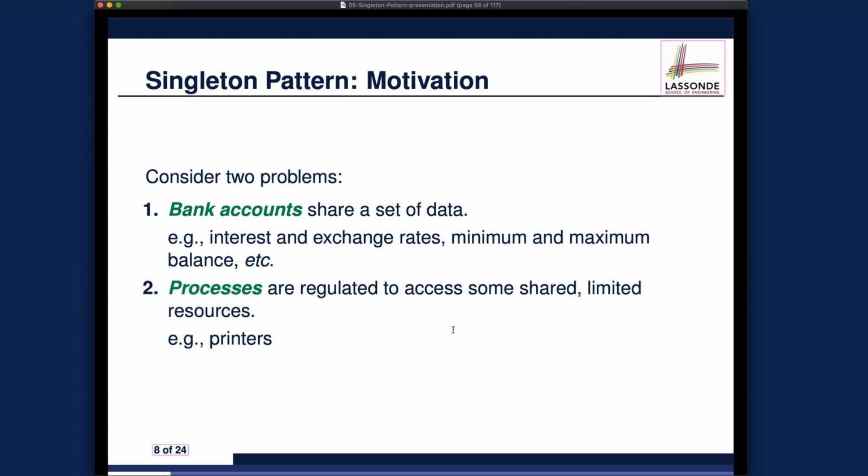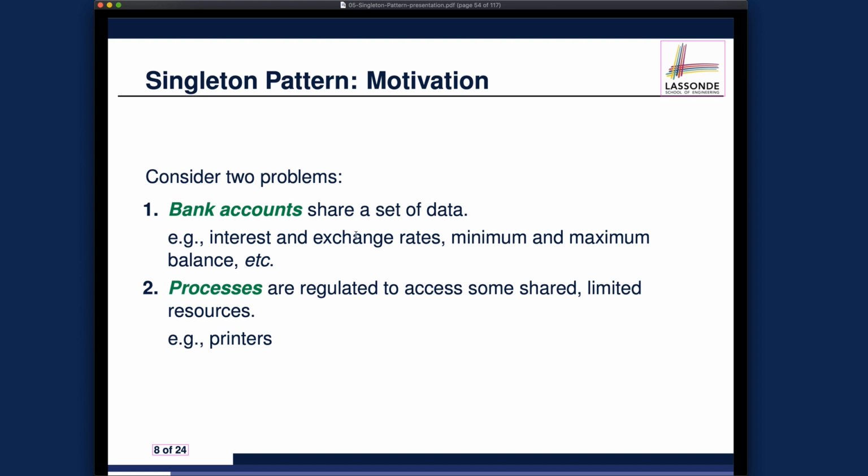The second problem is just more about your operating system course. Let's say you got processes. They're going to be regulated to access some shared limited resources. For example, printers. Let's say 2 printers are to be shared among maybe 55 processes, for example. Right? So these are the two typical problems where you want to have some shared instances, a very limited number of shared instances among several other entities.